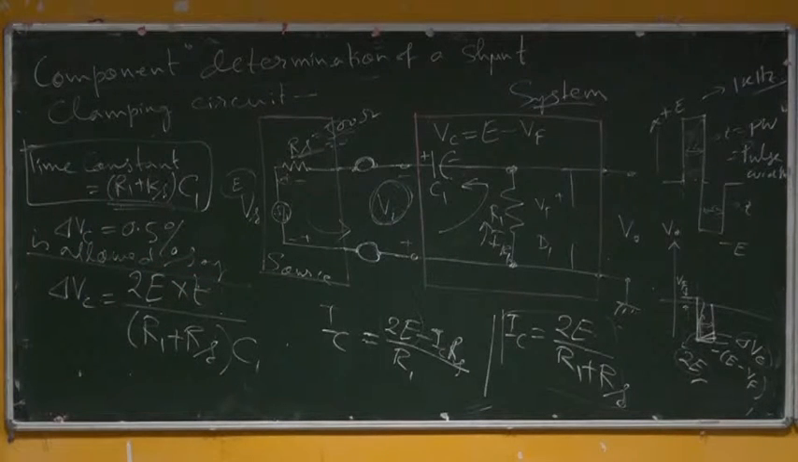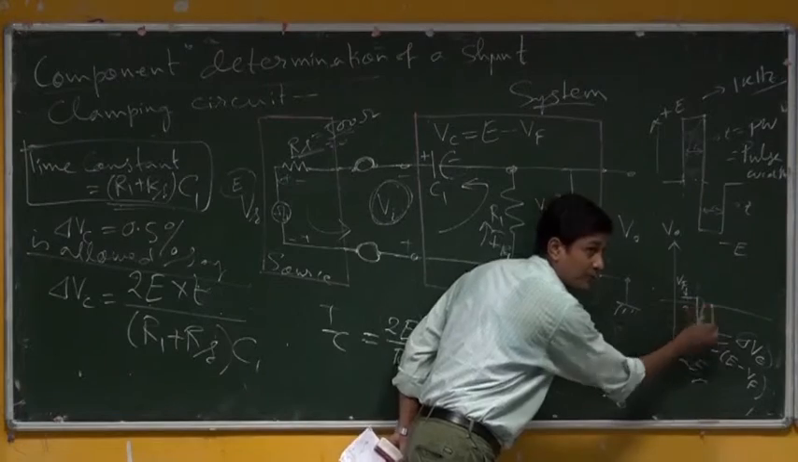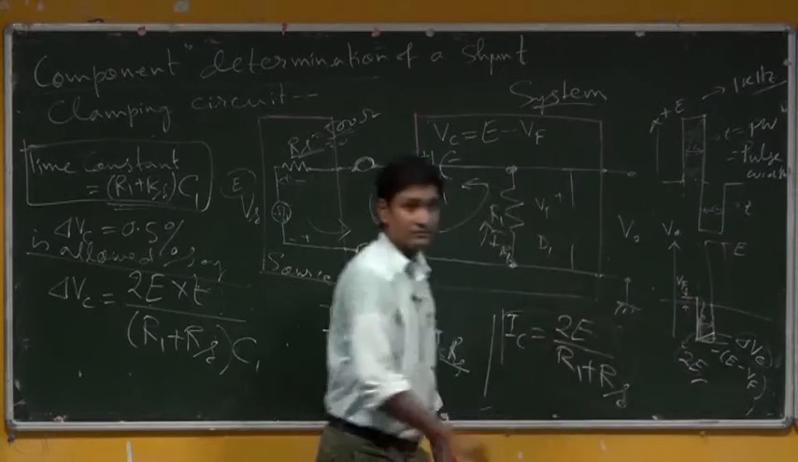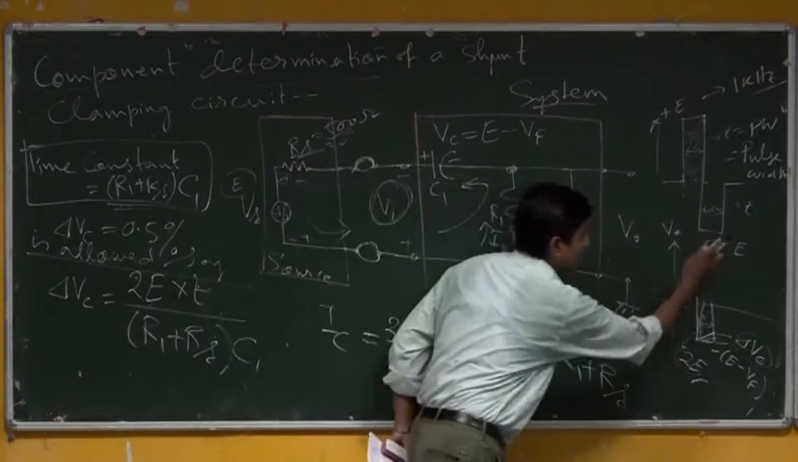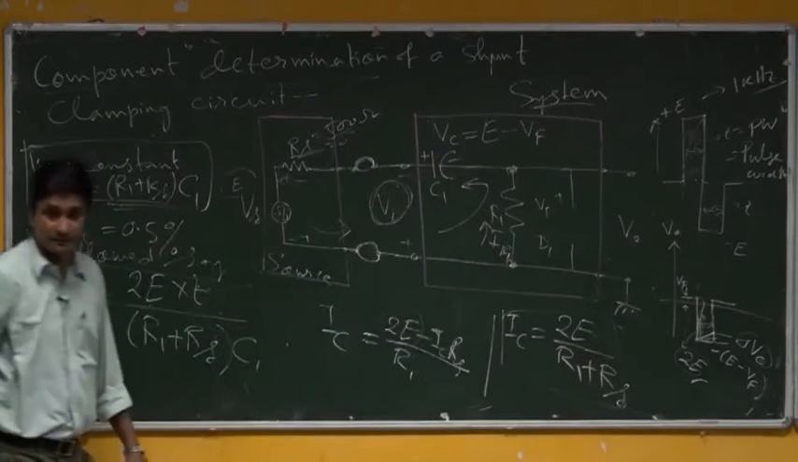Not beyond that. Means what? With respect to the maximum value, how much delta Vc can be allowed to this circuit so that it discharges before the next pulse comes to it, or before the next operation happens for charging this capacitor.